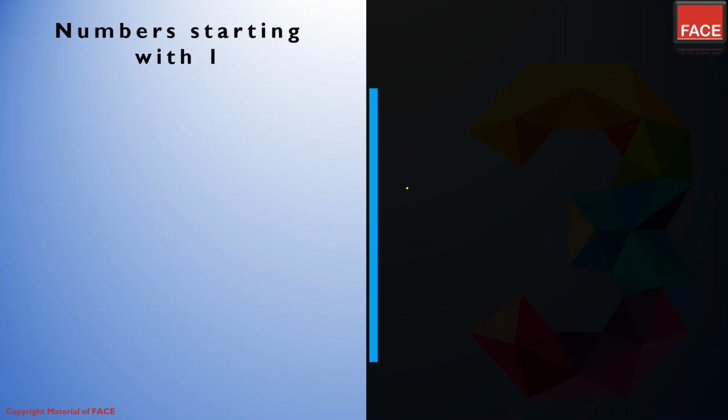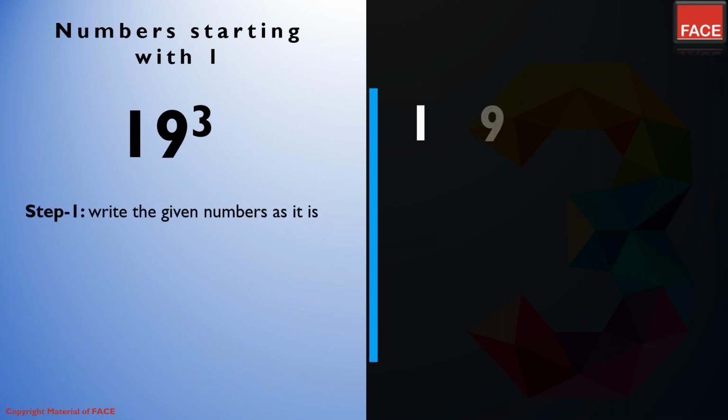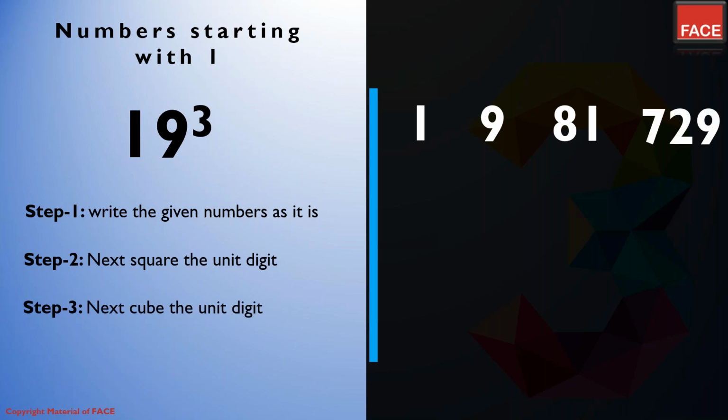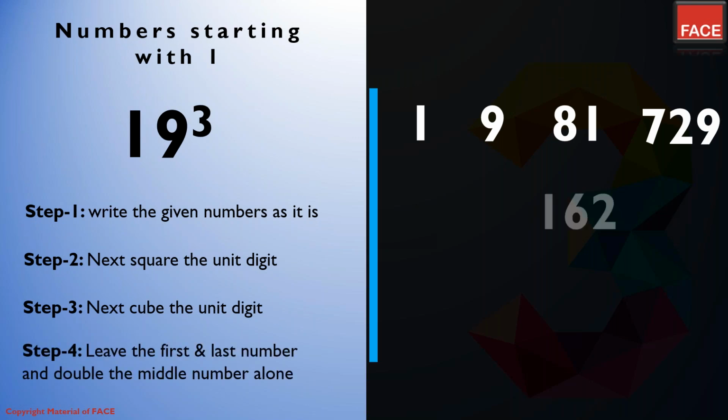Okay, let us see another sum. So my first step is I'm supposed to square the value of 9, which is 81. Next, the cube of that number, which is 729. So write it over there. Now I'm supposed to double the middle number alone. So I'm doubling it.